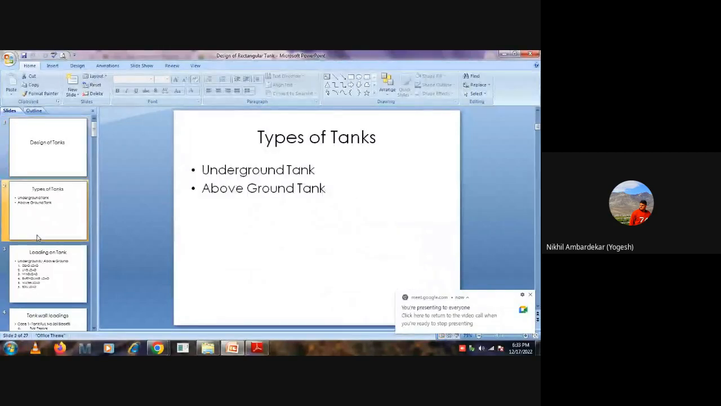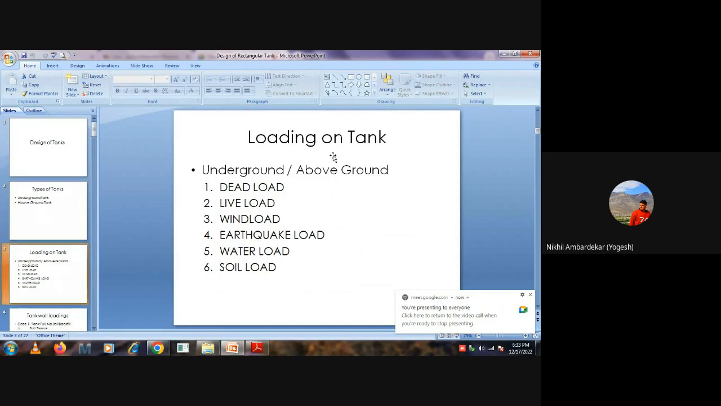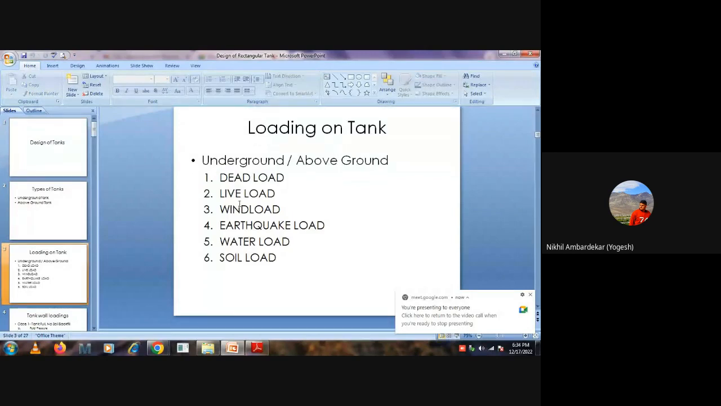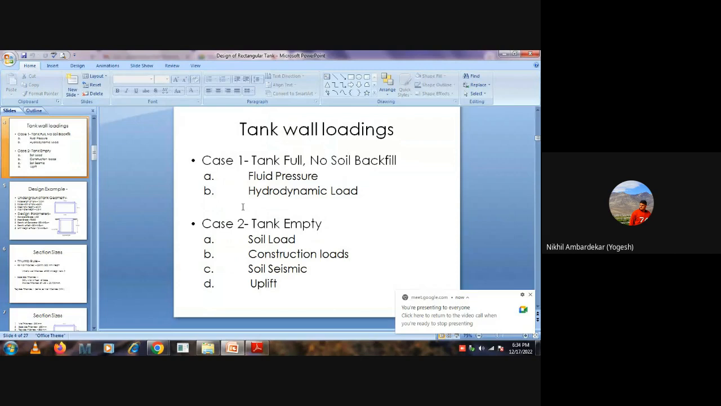We see two types of tanks: underground and above ground. So we have these types of loading that include dead, live, wind, earthquake, water load, and soil load. After that, we understand there are two important load cases: tank full with no soil backfill, and the other is tank empty with soil backfill. Basically, we have to consider these two main load cases in terms of other load combinations.